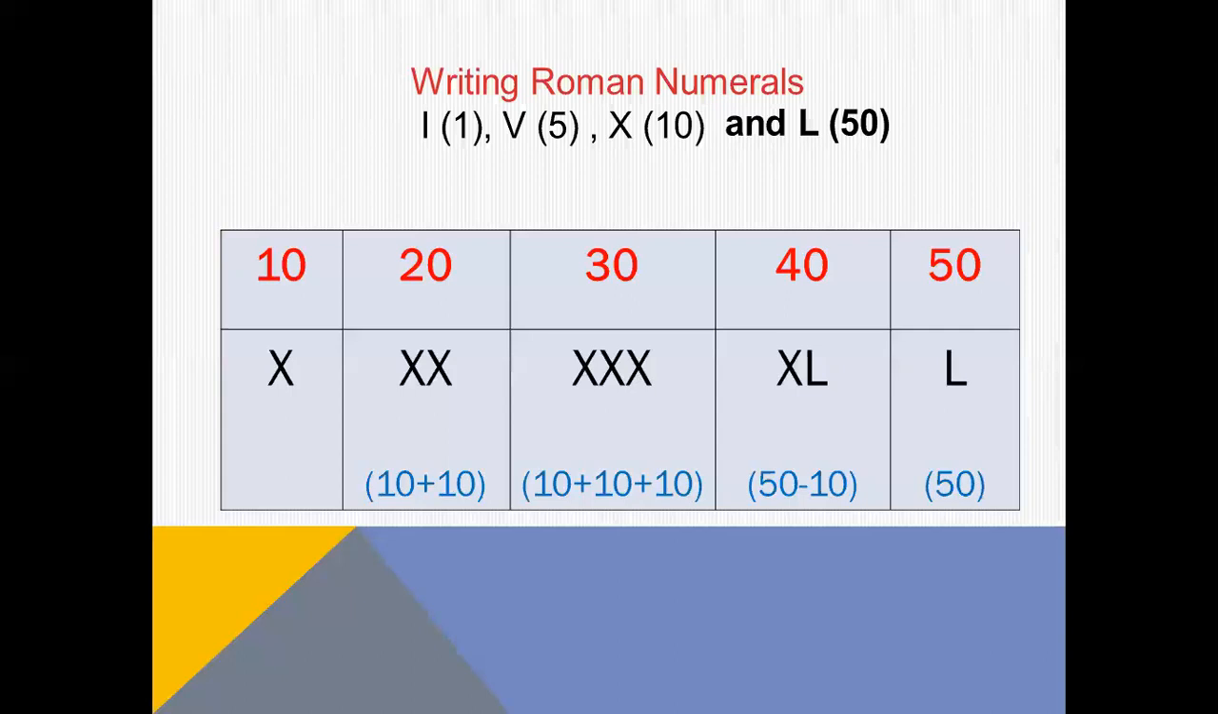Let us look at the number 30. It is written as XXX. It means 10 plus 10 plus 10. The next number is 40. It is written as XL. It means 50 minus 10. Lastly, number 50. It is written as single L. The letter L means 50.